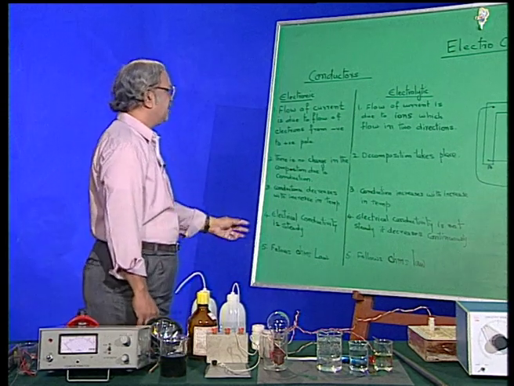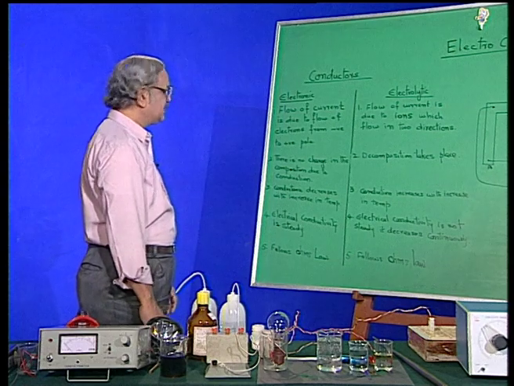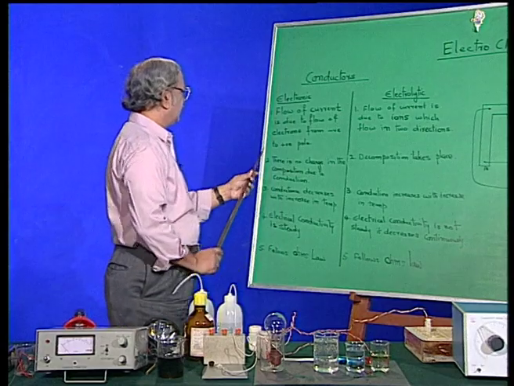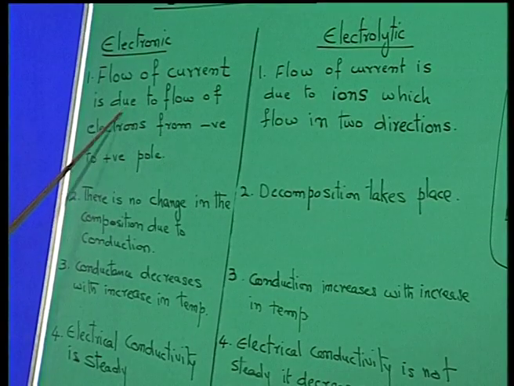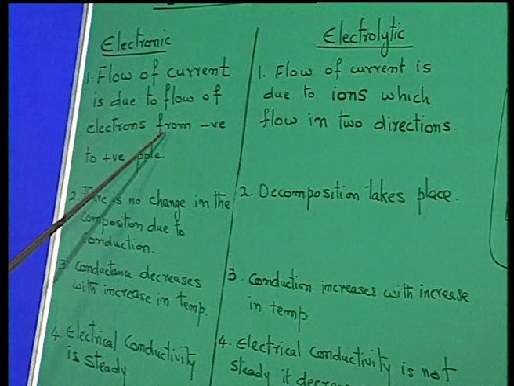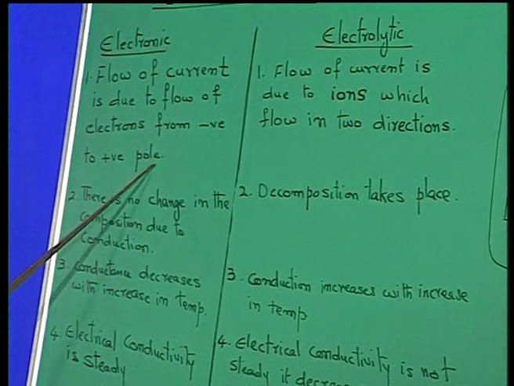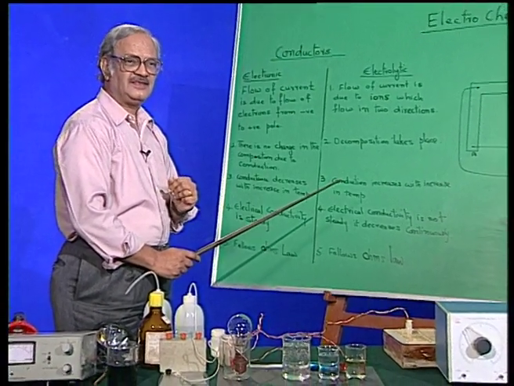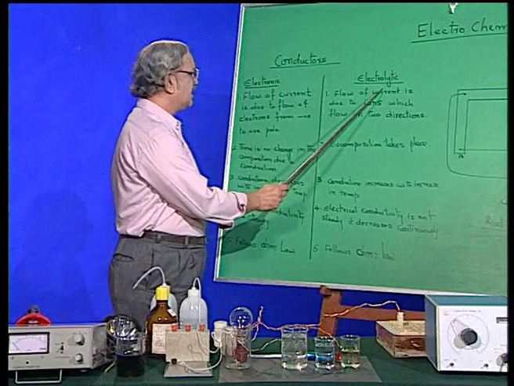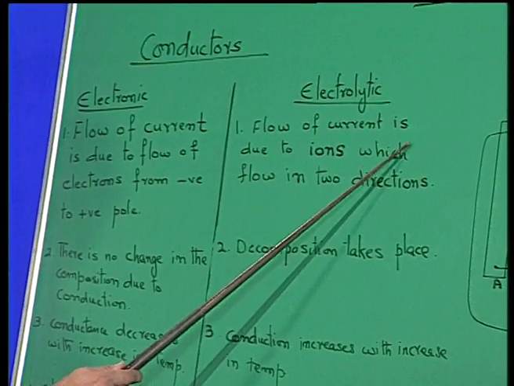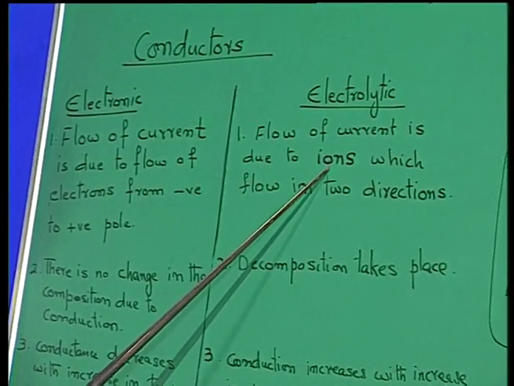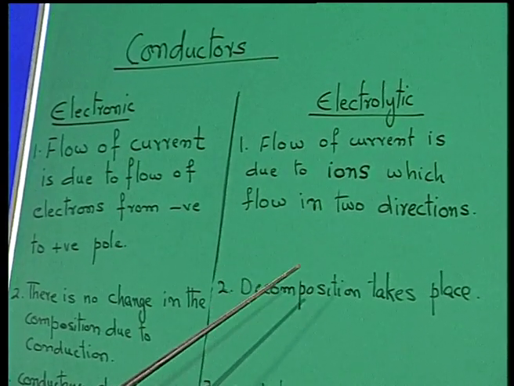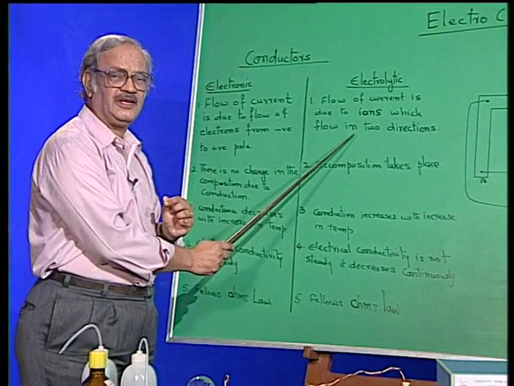conductors are of two types. In electronic conductors, the first characteristic is that the flow of current is due to the flow of electrons from the negative to the positive pole. It is a one-sided flow, whereas in the case of the electrolytic conductor, the flow of current is due to the movement of ions, which flow in two directions. I have been emphasizing this particular point.